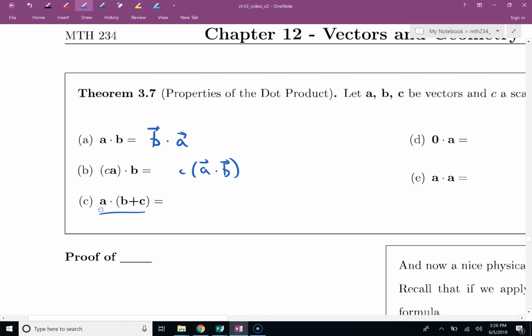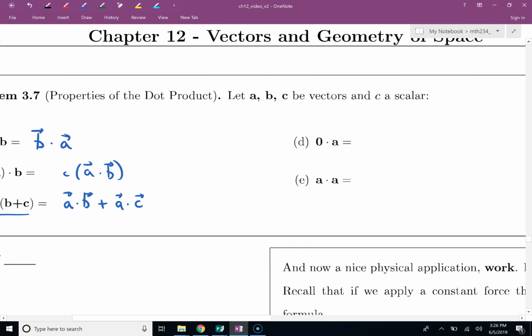You can distribute over dot products. So this would be the same thing as A dot B plus A dot C. And again, this is the dot product between vectors here. If you take 0 and dot it with a vector, you get out 0. And then finally, this is a bit of an interesting one. If you take A and dot it with itself, the claim is that you get the magnitude of A squared. So that's the only one that's a little bit strange.